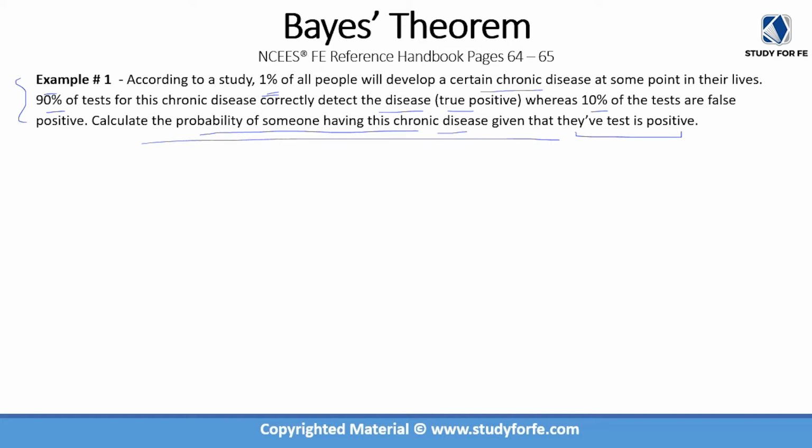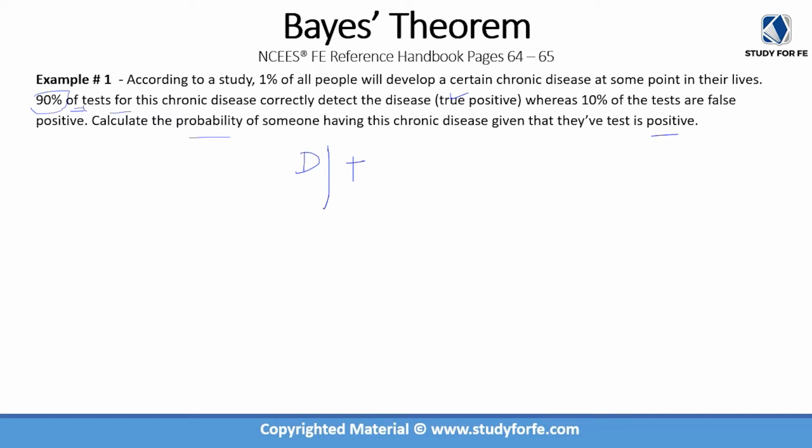Because I'll tell you what happens. A lot of students will say, is this 90% not already given to us? Is this probability not already given to us? Well, this particular probability is basically telling you that 90% of these tests correctly detect. So the person has the disease and the test is also positive. But what we are asking for is the probability that somebody has the disease given that the test is positive. This is the other way around.